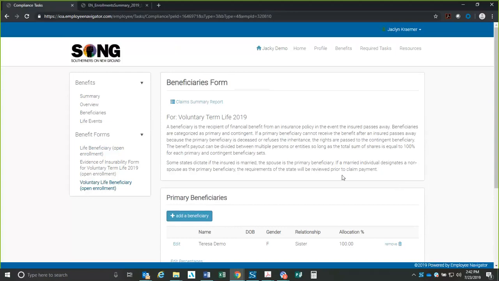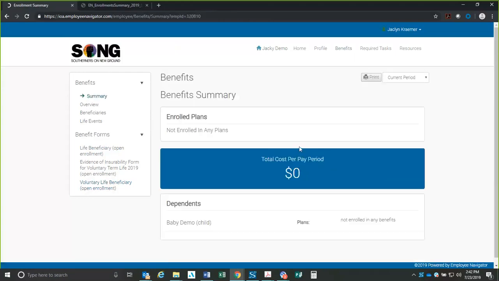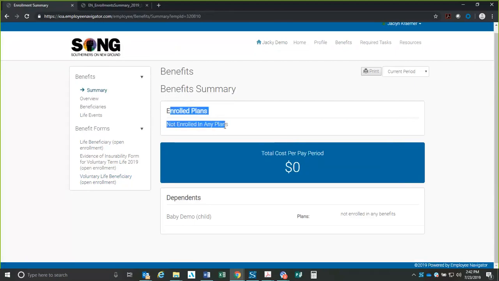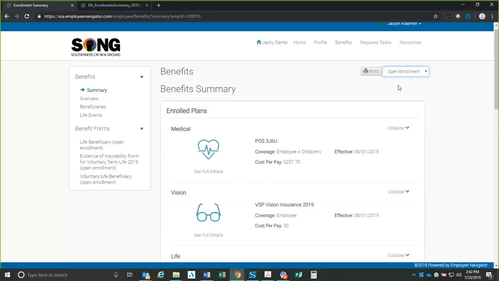Makes it pretty easy. If you click on benefits again, this is that summary. You can see she's not enrolled in any plans, but if you change this from current period to open enrollment, you'll be able to see the open enrollment changes. And you can print it right here.